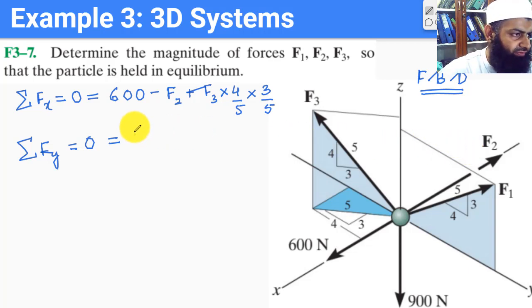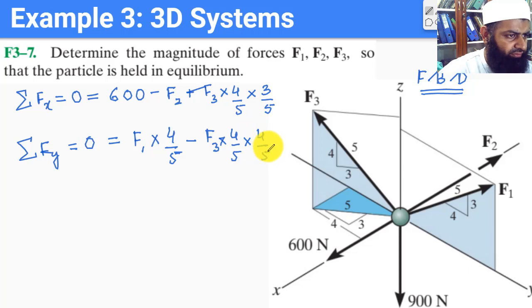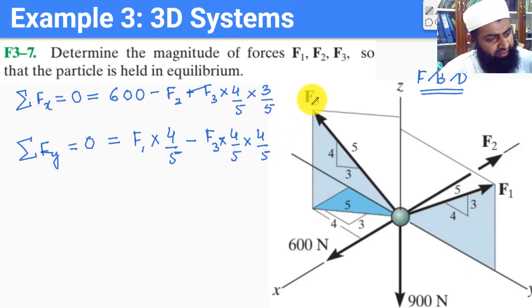So we would have F1 times 4/5, which is the y component of F1, minus F3 times 4/5 for the shadow, and then another 4/5 to find the y component. Again, we have a minus sign here because the y component of F3 is in the negative axis. So these are the two equations.